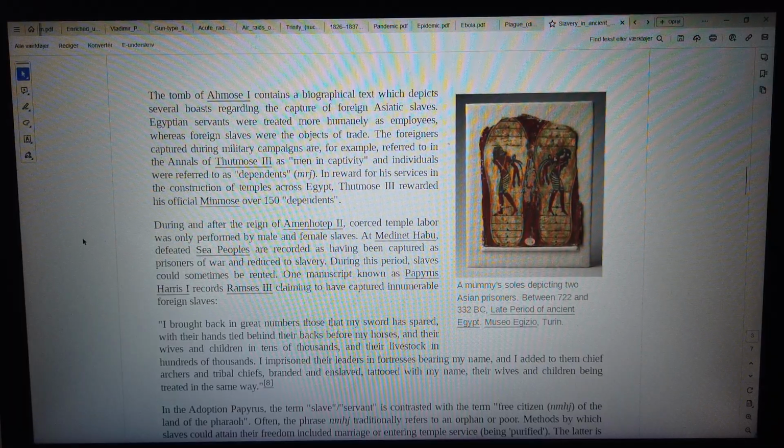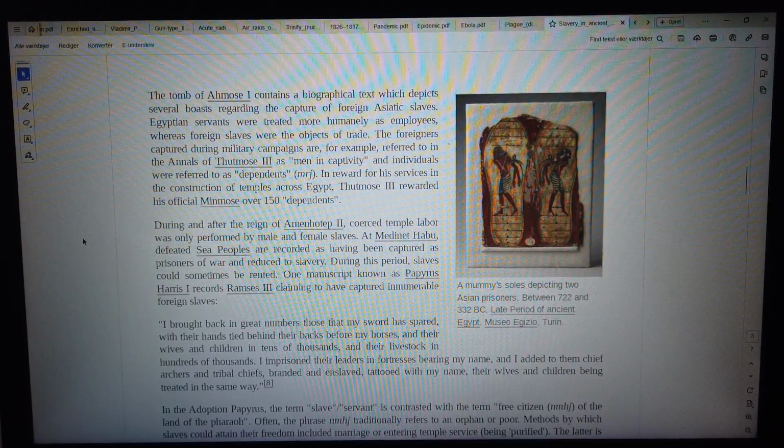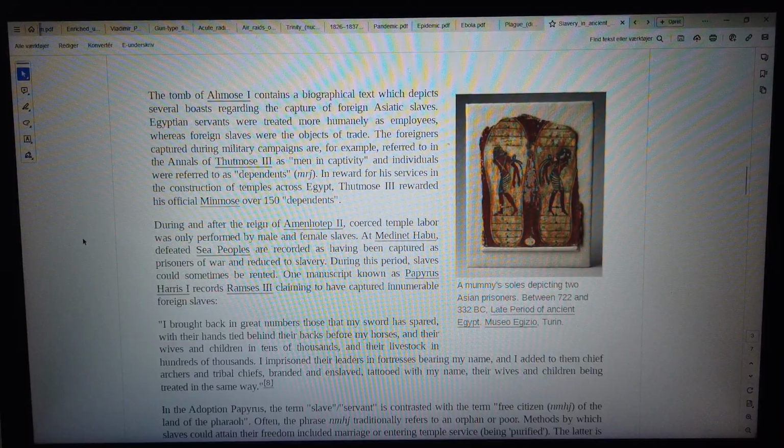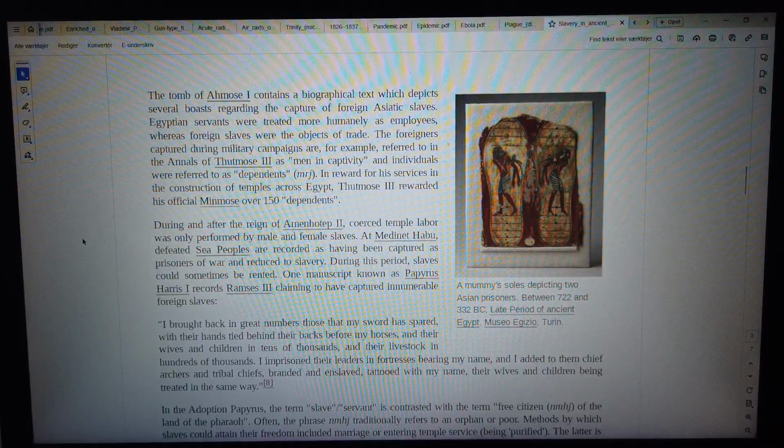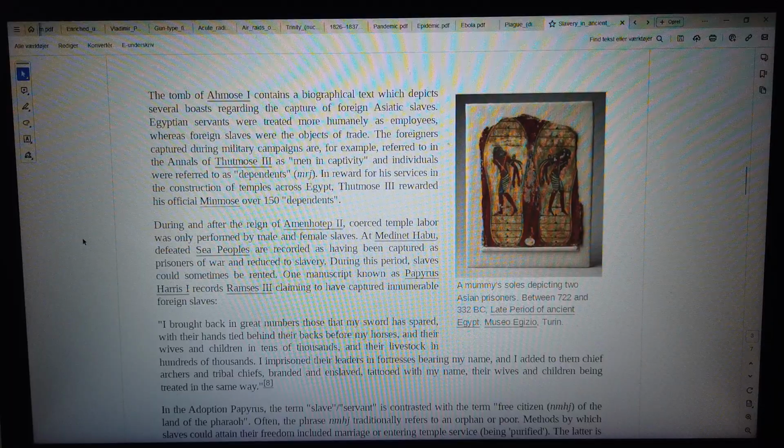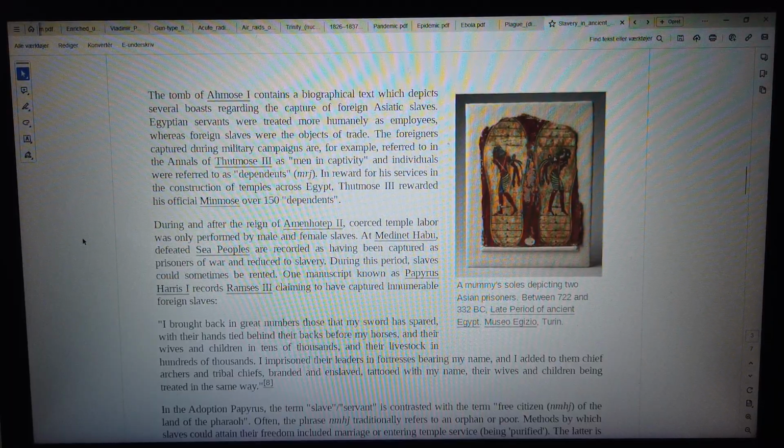Between 722 and 332 BC, late period of ancient Egypt. Museo Egizio, Turin. The tomb of Ahmose contains a biographical text which depicts severe boasts regarding the capture of foreign Asiatic slaves. Egyptian servants were treated more humanely as employees, whereas foreign slaves were the objects of trade.